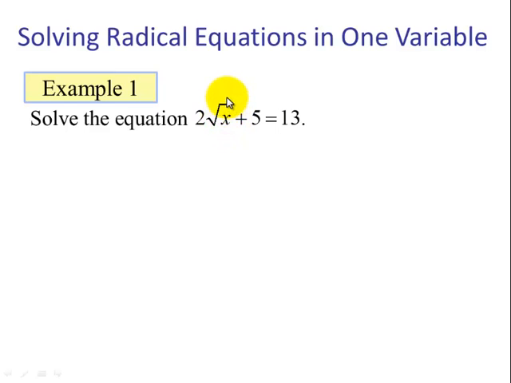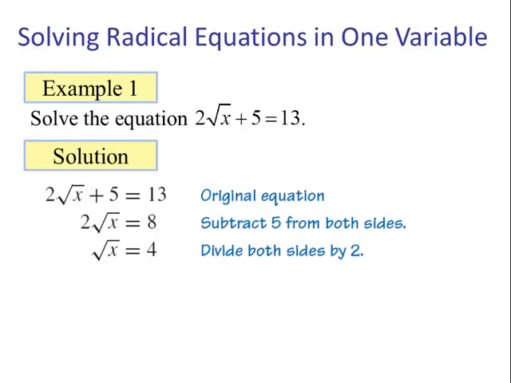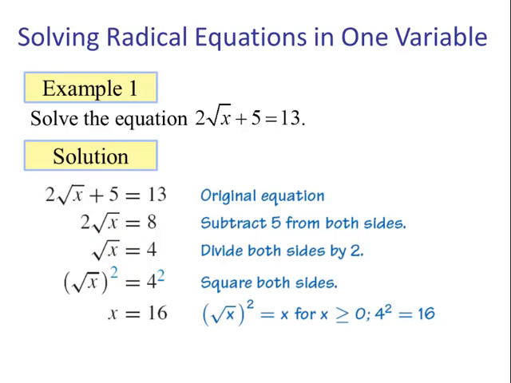We want to get the x by itself. We need to get rid of the square root, we need to get rid of the 2, and we need to get rid of the 5. So we want to follow the order of operations in reverse. Our first step is to subtract 5 from both sides. We now get 2 times the square root of x equals 8. The next thing that we want to undo is the 2. The inverse of multiplying by 2 is to divide by 2. So we have square root of x equals 4. To undo the square root, we square. So we square both sides, and we get x is 16.